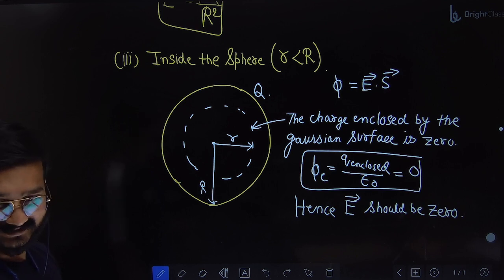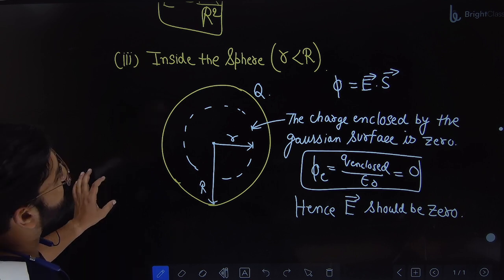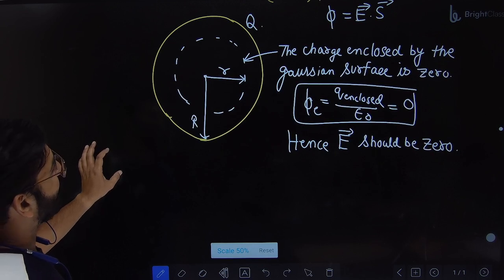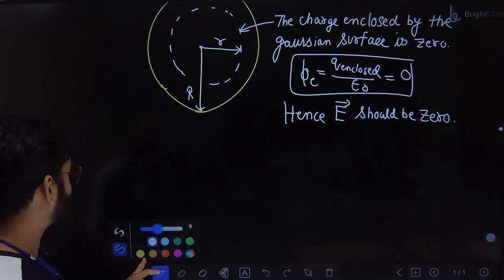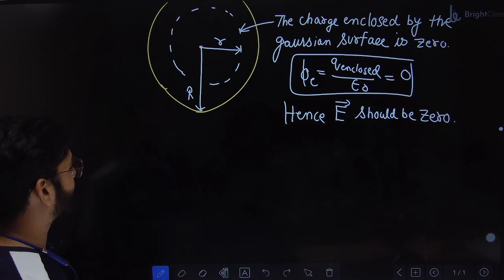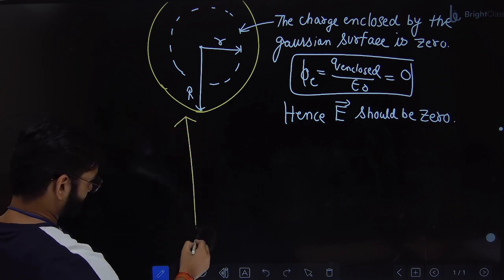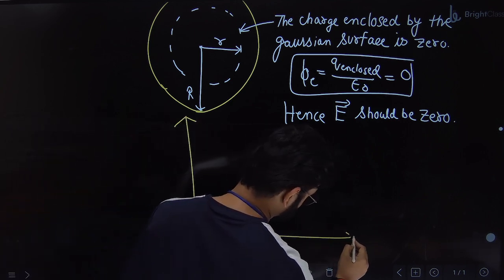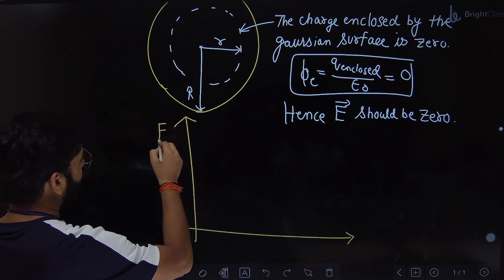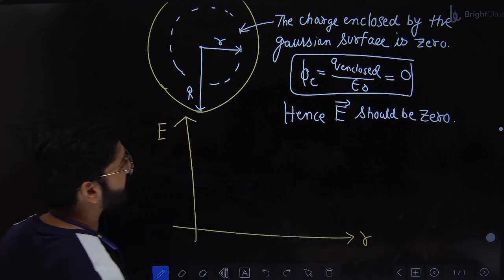Sunset has happened. Surya is also setting now. Chalo, let's do the last thing. Draw the graph. Electric field and position.